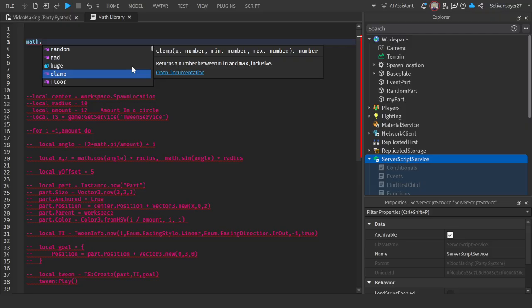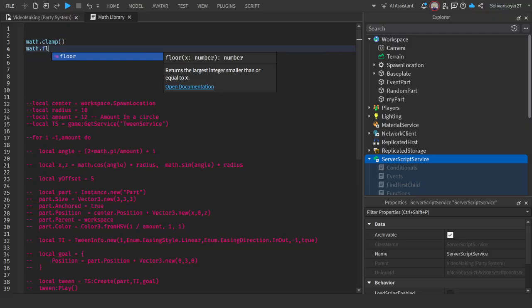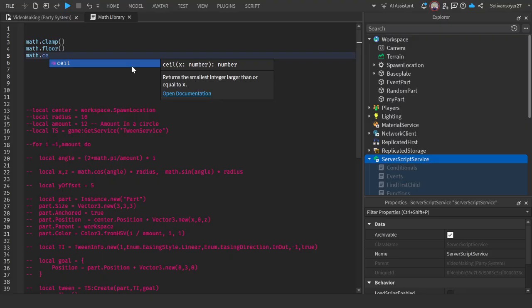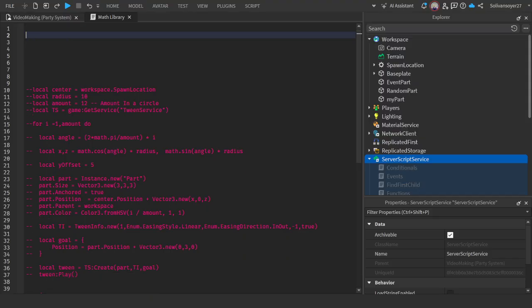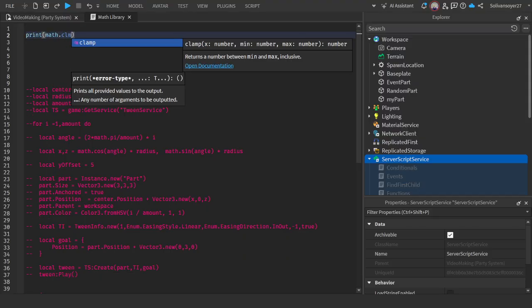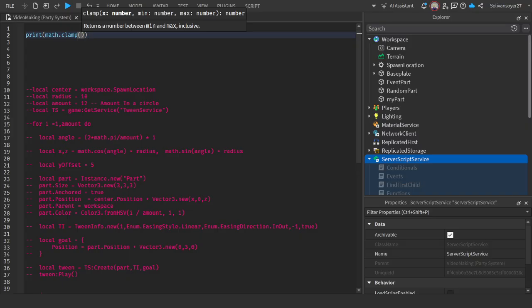However, we have really good ones like math.clamp, math.floor, and math.ceil. Now, these are the ones you probably should know. So let's go over each one. So math.clamp, we can print out math.clamp. This is going to return a number, obviously. It's going to clamp a number between a minimum, a maximum, and the number itself.